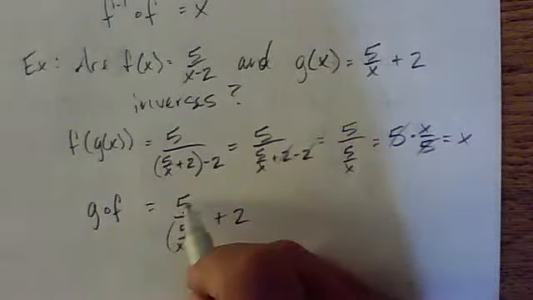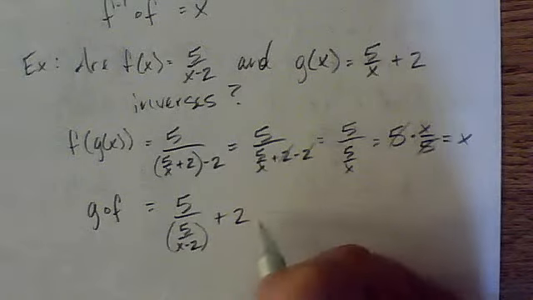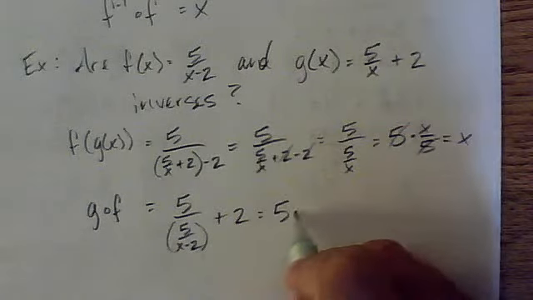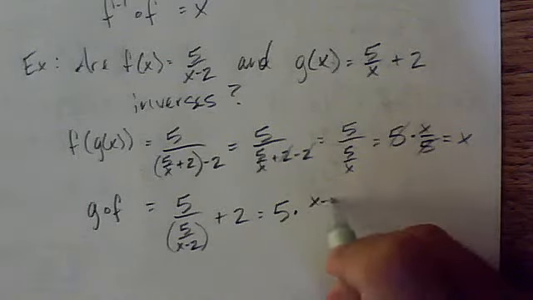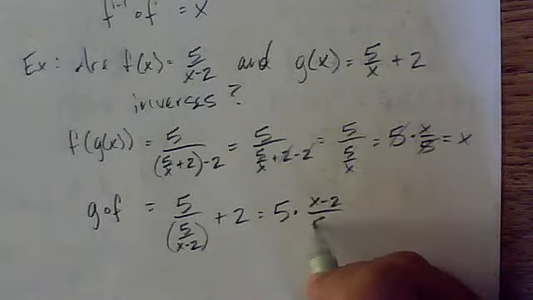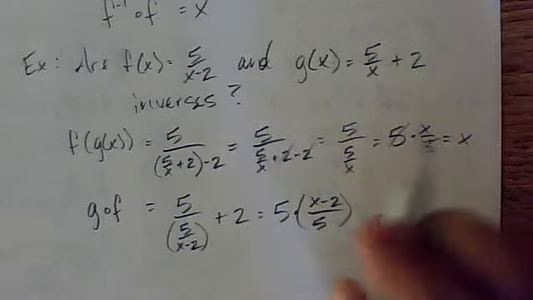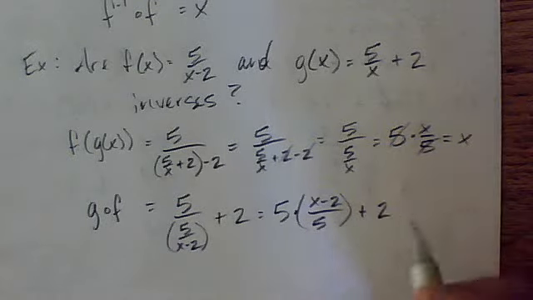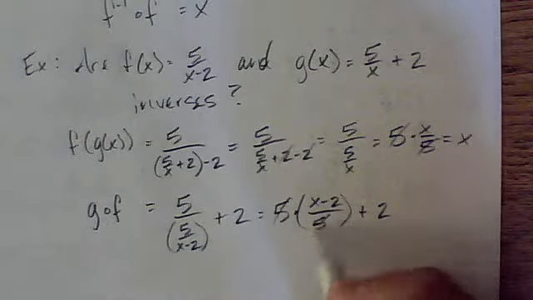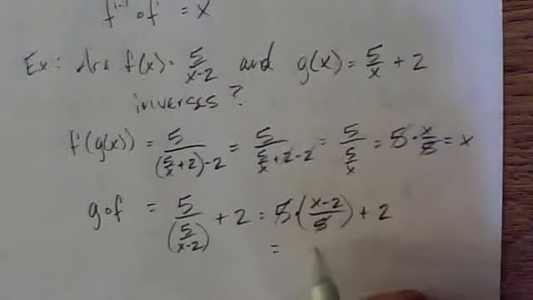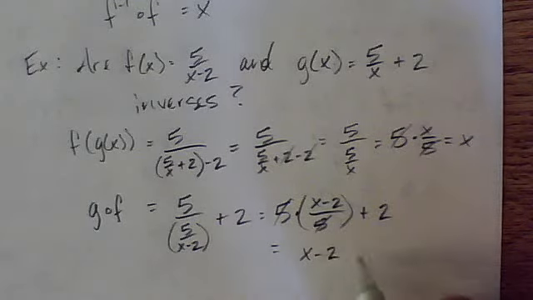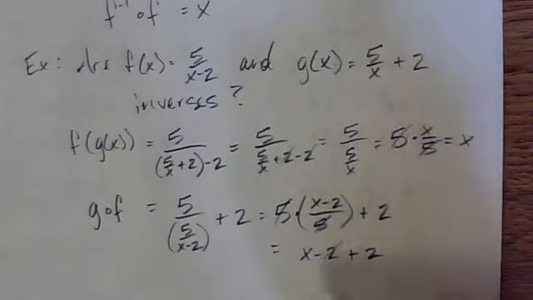Okay, so I've got 5 divided by this fraction. So I'm going to take 5 and multiply by the reciprocal. So the 5's will cross out, and I'm left with x minus 2 plus 2. These guys will cross out, and I get x.